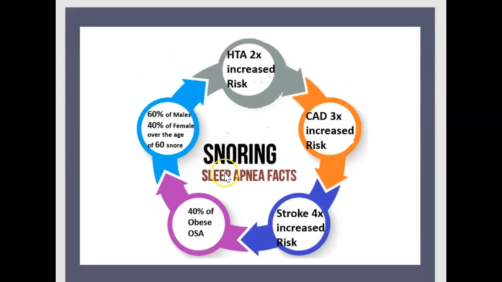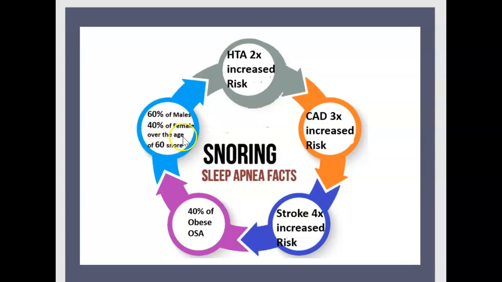With snoring and sleep apnea, there is some risk of hypertension, 2 times, risk of cardiopathy, 3 times, risk of stroke, 4 times. 40% of obese are suffering from snoring or sleep apnea. 60% of sleep apnea are male and 40% are female.